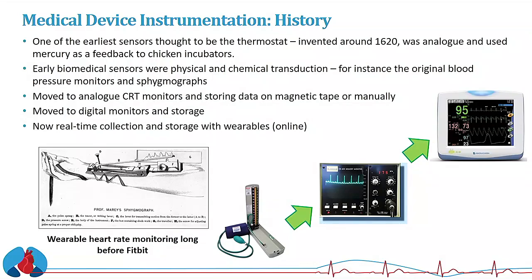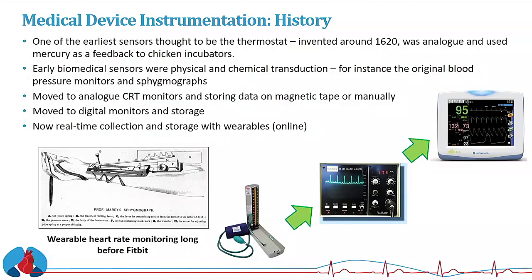So a bit of the history. One of the earliest sensors was thought to be the thermostat, which was invented around 1620. It was completely analog, mechanical, and it used mercury as a feedback system to turn on and off a heat lamp to keep chicken eggs healthy. So if it gets too cold, the mercury drops, turns on the light, heats up, turns it back off.